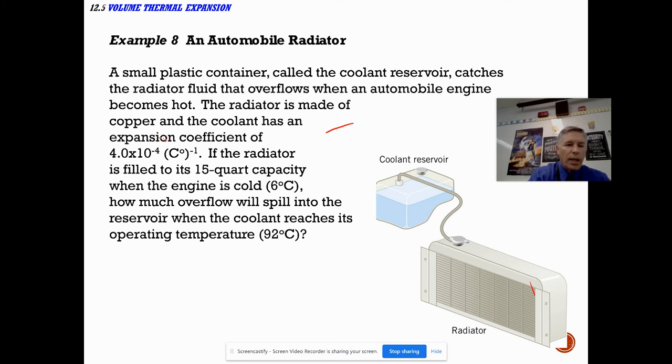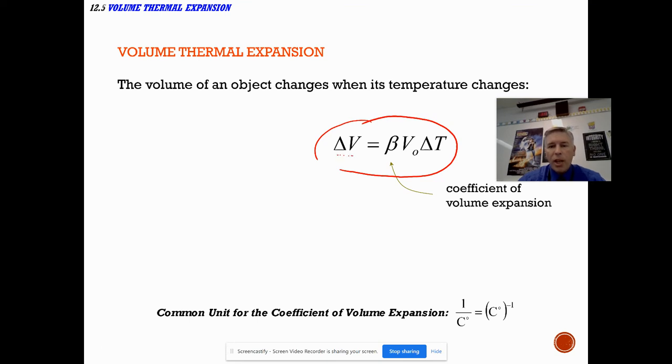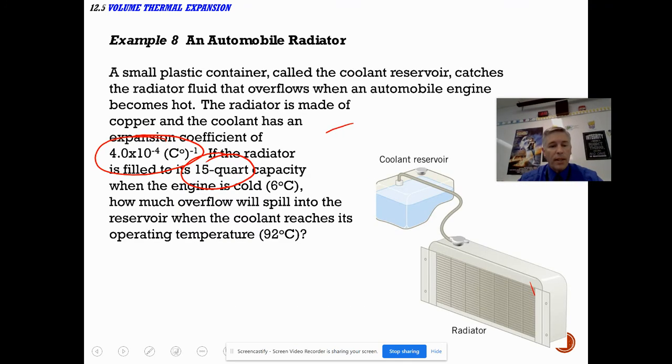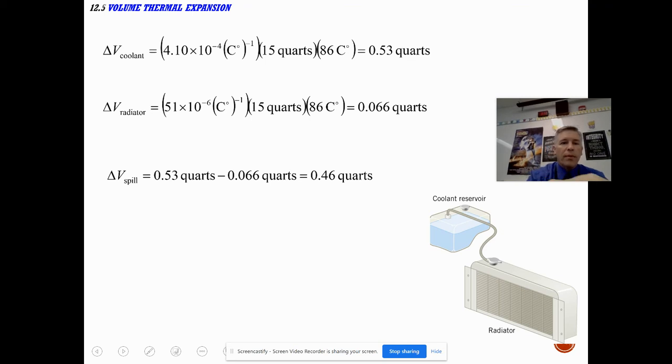Obviously, they have to tell you the expansion coefficient for that coolant, and we would need to change this 15 quarts into something else, unless you want to leave it in quarts. Here's the cool part about the equation: the change in volume and the original volume are going to be the same unit. So you could theoretically put them in whatever unit you want if you wanted to solve it that way. This is coming from the book. They just left it as 15 quarts, and the change in temperature is 86 degrees Celsius. Therefore, the coolant is going to expand by a little over half a quart.